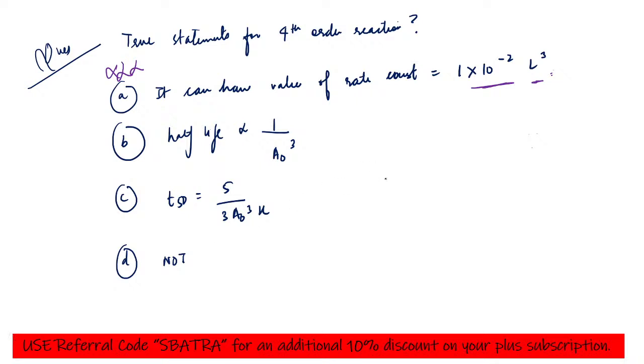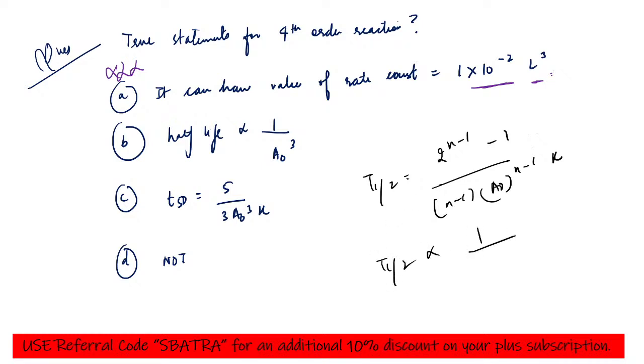So the relation for half life is t half equals 2 raised to the power n minus 1, minus 1, divided by (n minus 1) k a naught to the power n minus 1. Okay, this is your relation of half life. So what can I say? That t half is inversely proportional to a naught to the power n minus 1. So n is equal to 4 over here, so 4 minus 1 is 3. Okay, so statement B is absolutely correct. Okay, let's go to the next statement.